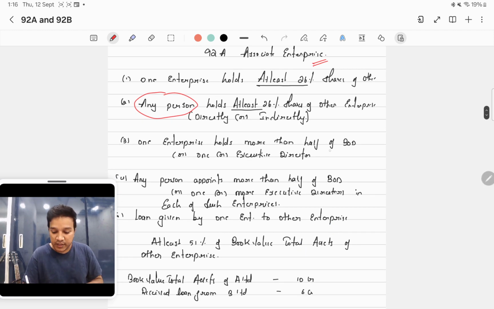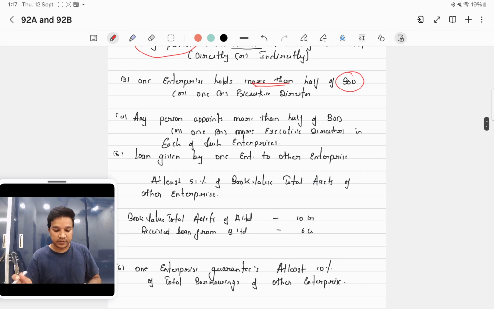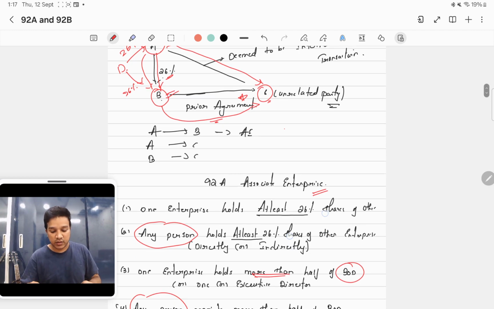Okay, if one enterprise has the authority to appoint more than half of the board of directors of the other enterprise, they are associate enterprises. Similarly, if any other person is able to appoint the same way: if D has power to appoint more than half of the board of directors in A, and also has powers to appoint board of directors in B, then A and B are associate enterprises.